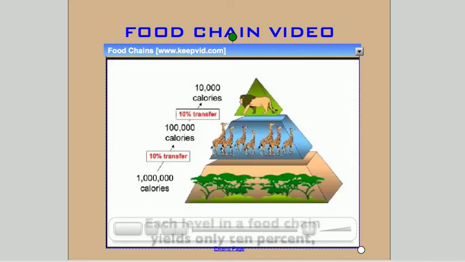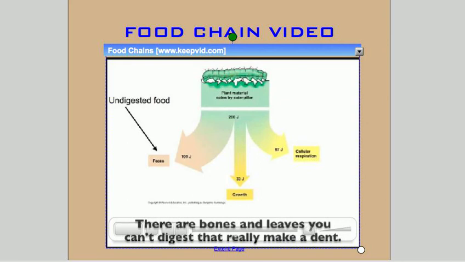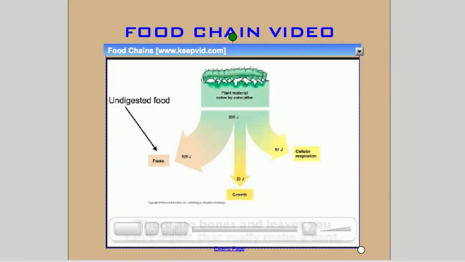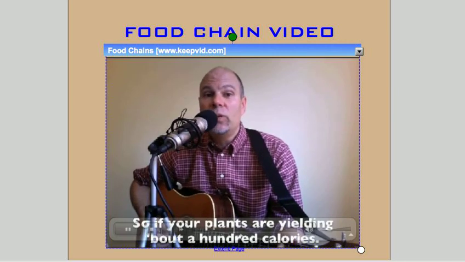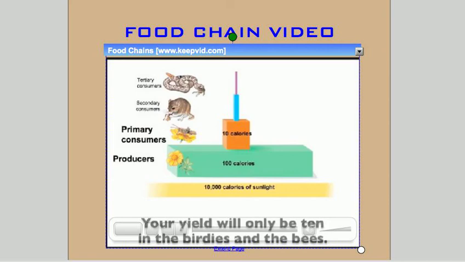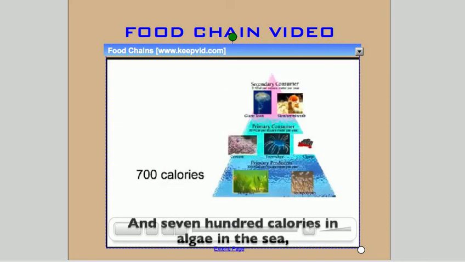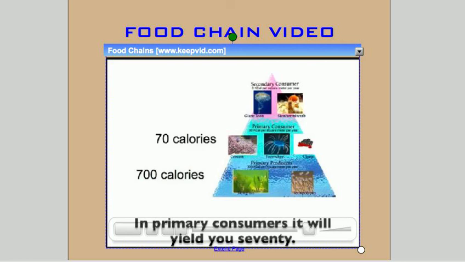Each level in a food chain yields only 10% of the former level's energy, you might as well. There are bones and leaves you can't digest that really make it then. And don't ignore the weight it costs to metabolic grams. So if your plants are yielding about 100 calories, your yield would only be 10 in the birdies and the bees. 700 calories in algae in the sea. Primary consumers, it will yield you 70.